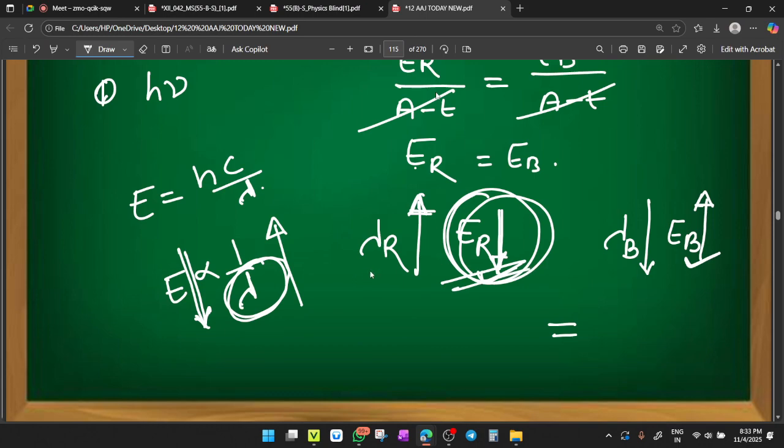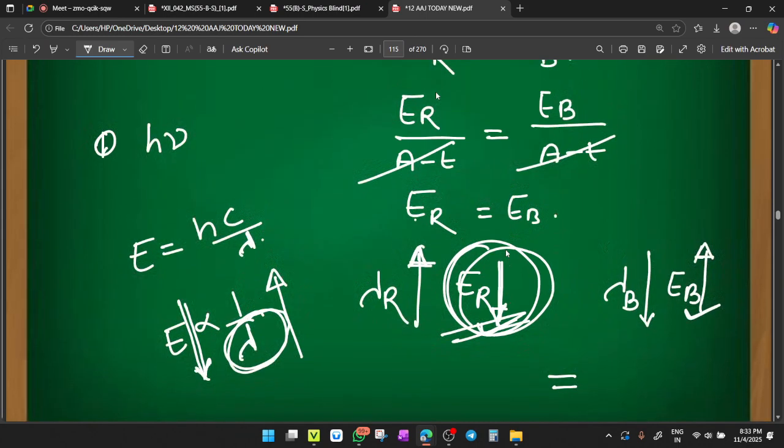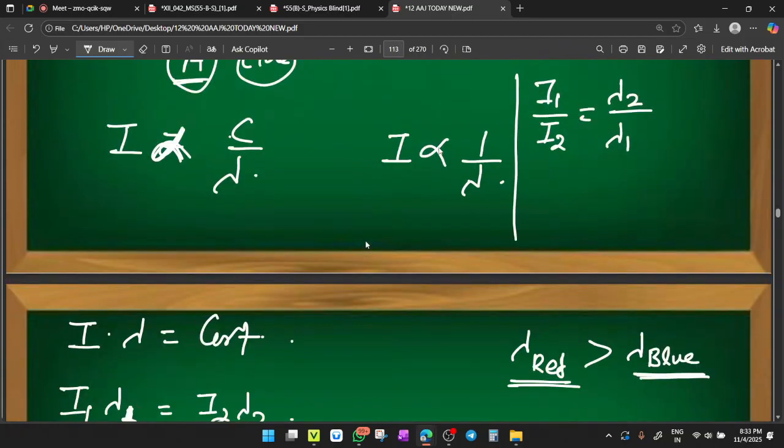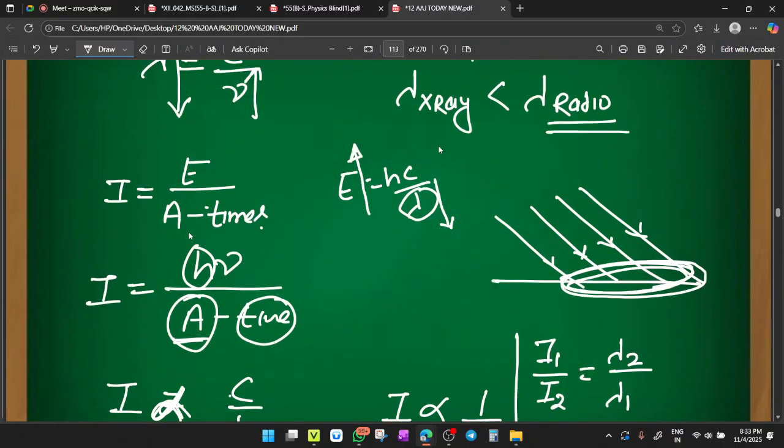No, no, no. The intensities are equal, but intensities may be equal in terms of wavelength. The questions are in terms of wavelength. You have to equalize the intensity in terms of wavelength and in terms of number of photons. Actually, intensity means what? Intensity equals energy per unit area per unit time. Okay, energy per unit area per unit time.